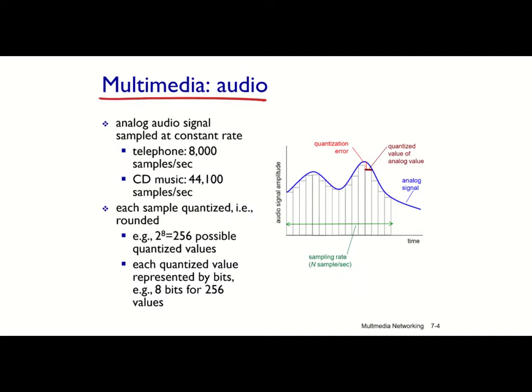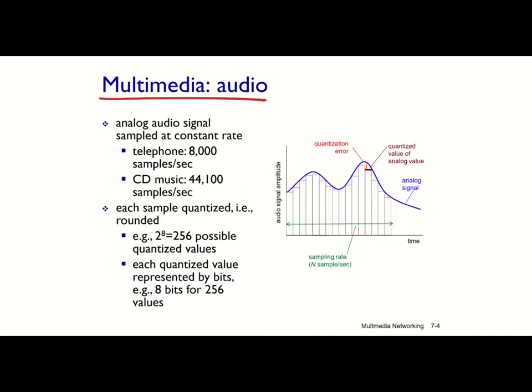By sampling I mean divide every second into n different samples. The n is called the sampling rate. So if you divide 1 second into n pieces, that means the sampling rate is n samples per second. And then in order to specify the value of the signal amplitude in each of the samples, we have to use a quantization method.